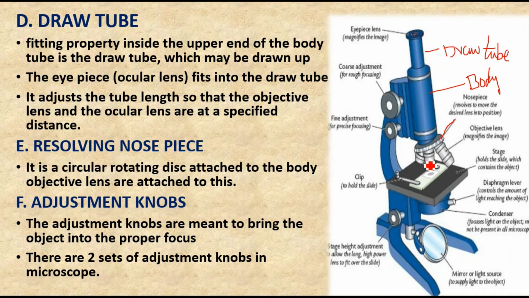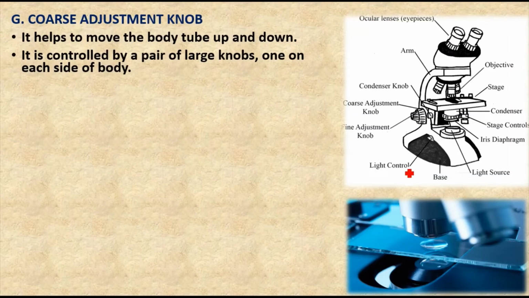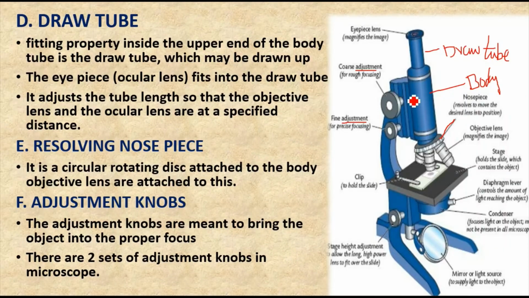Then coming to the adjustment knobs, these two are the adjustment knobs. We have two types of adjustment knobs. One is called the coarse adjustment knob, and the second one is called the fine adjustment knob. The coarse adjustment knob helps to move the body up and down, and it is controlled by large knobs, one on each side. So we have two knobs on the two sides. Here you can see in the picture, one side and the other side also has this knob.